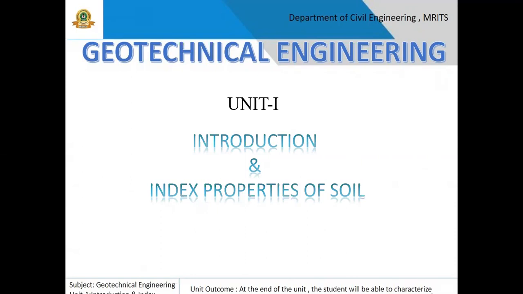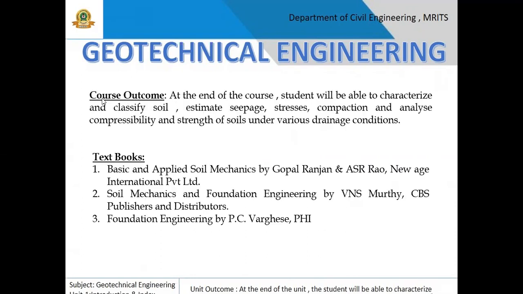So let's go to the next one. This is the outcome we have. The previous one we discussed was the unit outcome. Coming to the complete course outcome, what are you going to get out of this geotechnical engineering? I think you have already understood. The complete outcome is that we will be able to characterize and classify different kinds of soils.